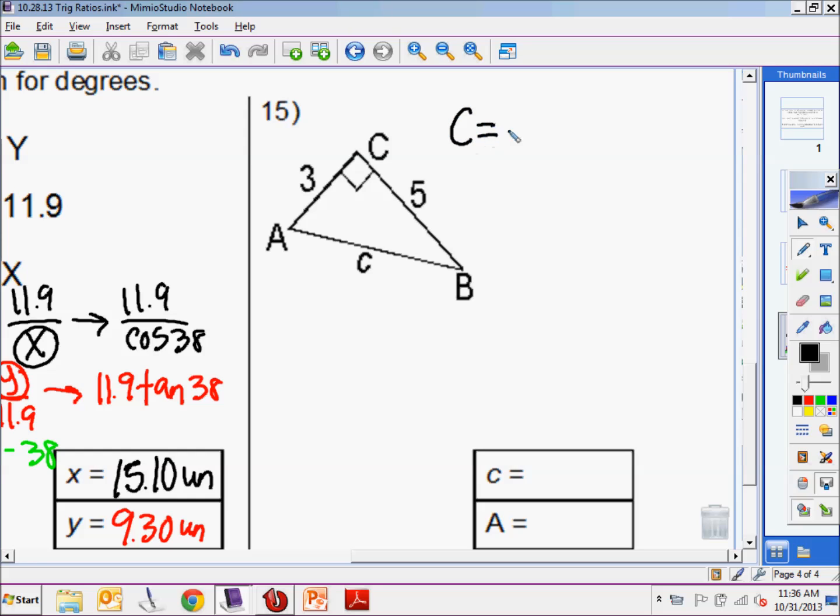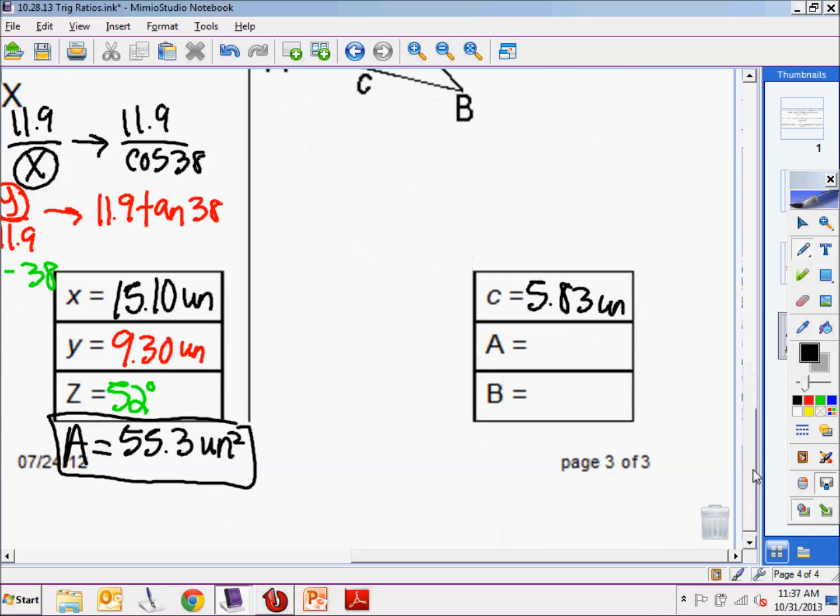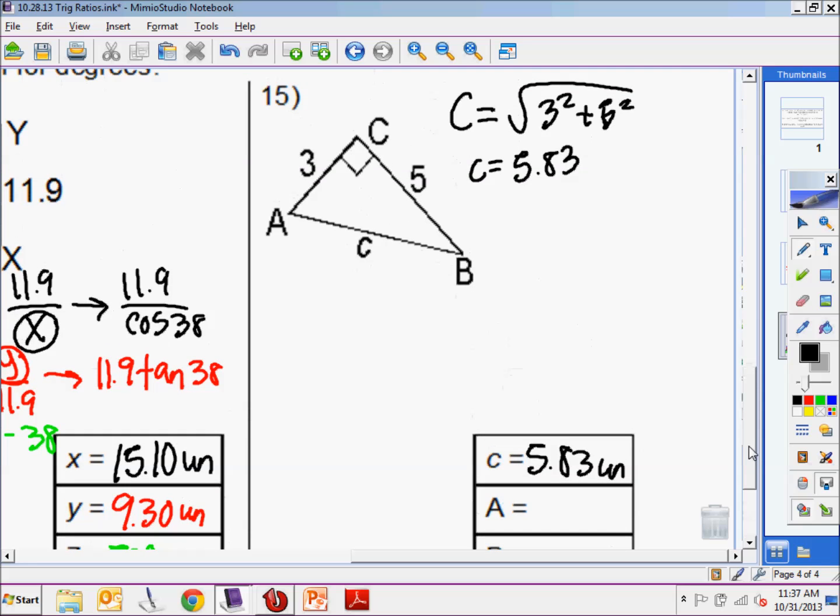So first off, to solve for C, that should be a piece of cake. C equals the square root of... I'm going to get C is 5.83. Lowercase 5. Alright, so we are done with C.